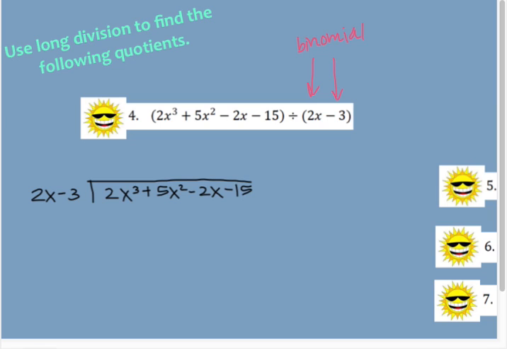Okay. So the way I get started here is I look at my first term in my binomial, and I say, well, 2x times what will get me 2x to the 3rd? Well, I know it would have to be x squared. So then what I do is I take x squared times my binomial. So 2x times x squared will give me 2x to the 3rd, and then negative 3 times x squared gives me negative 3x squared.